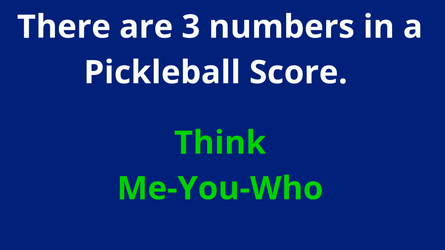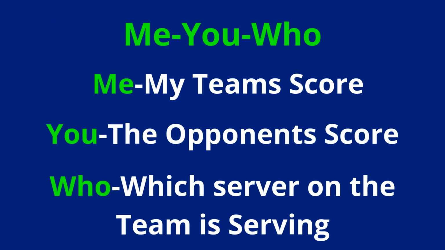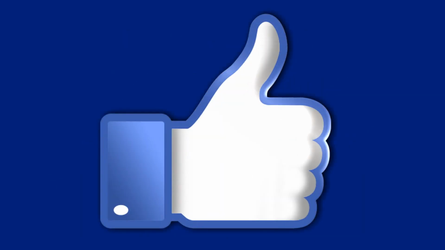There are 3 numbers in a pickleball score. The player who is serving calls the score. An easy way to think of it is me, you, and who. Me is my team's score, and I say that number first. You is your opponent's score. You're going to say that number second. Who is which player on my team is serving. Now, it's usually the who that mixes people up, so if you've followed this so far, put a little thumbs up or down in the comments below.